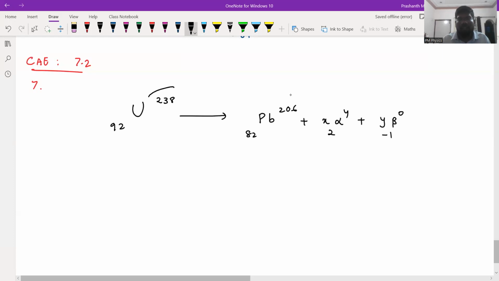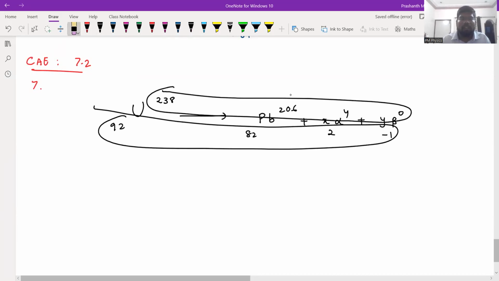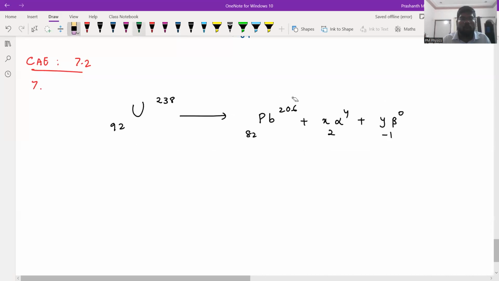So we have to balance. We have to balance the upper portion, and we have to balance the lower portion. So how many unknowns are there here? We don't know X, we don't know Y. Two unknowns are there, so we require two equations, right? So for the upper part, what we can write is 238 is equal to 206 plus 4X. This is 4X plus Y into 0.